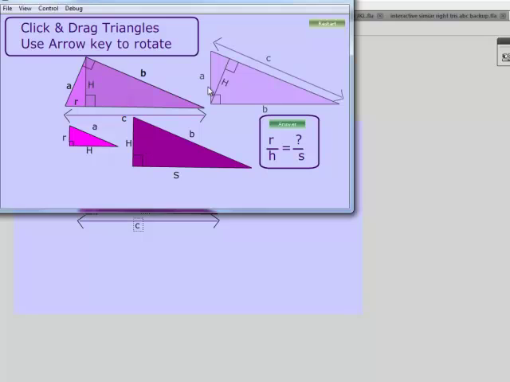Now, if you remember, similar triangles have equal angles, and they also have proportional sides. Meaning, I can set up a proportion with corresponding sides. So if I talk about this R to this H, the little side of this left-hand triangle to the altitude, it will be proportional to H over S. Right? R over H equals H over S.